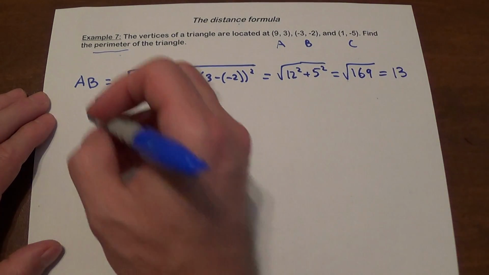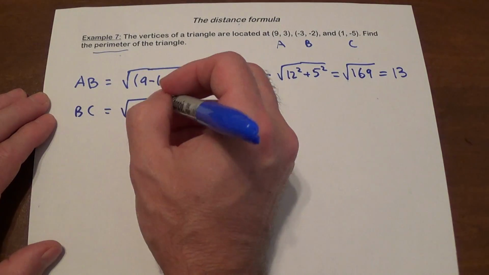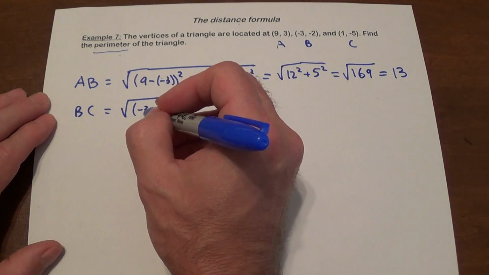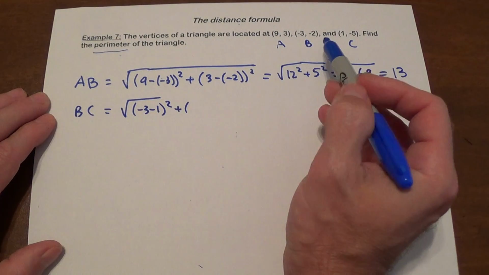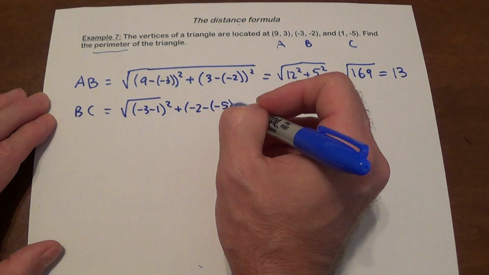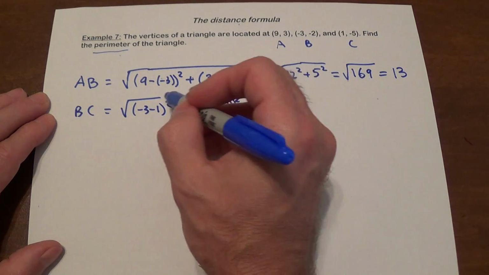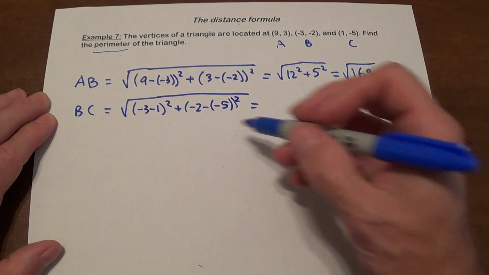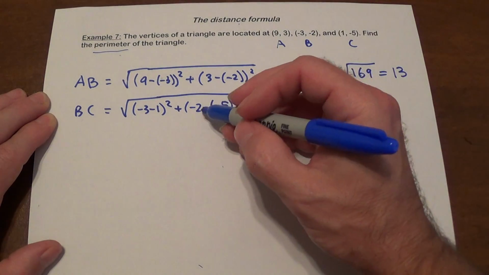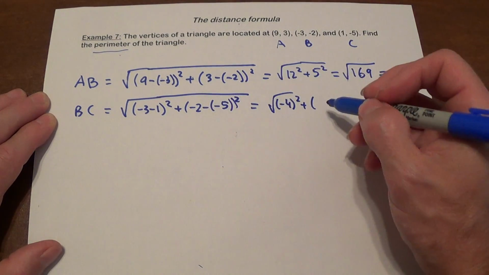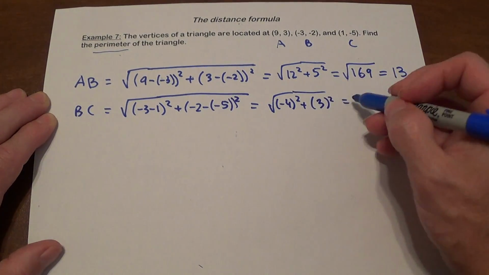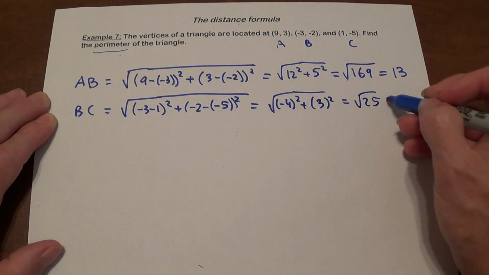Okay. For BC, it's going to be the square root of the distance between the x coordinates, so -3 minus 1 squared plus the difference between the y coordinates, -2 minus -5 squared. Okay, this is going to give us -4 squared plus this is going to be 3 squared. So it's going to be the square root of 16 plus 9, the square root of 25, which is going to be 5.